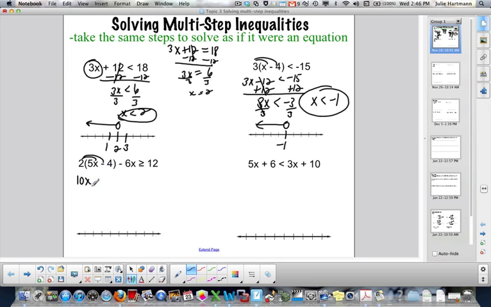Okay, next one, distribute. 10x, 2 times 4 is 8, so minus 8 minus 6x is greater than or equal to 12. I can combine like terms. 10x minus 6x is 4x. Minus 8 is greater than or equal to 12. Add the 8.